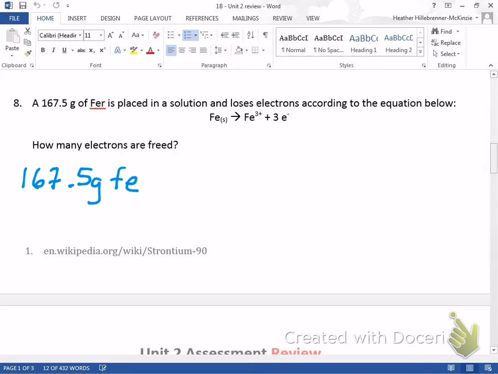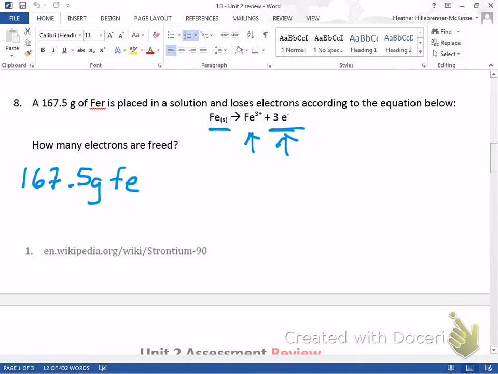All right, so we got 167.5 grams of iron. The question is asking us how many electrons are freed, right? So here's the deal: if I have 1 mole of iron, that's going to give up 3 moles of electrons. That's what this equation is telling me. And this is okay because the law of conservation of mass says that if this is a +3 charge, which you can see there, and I got 3 negatives here, then that totals 0, which is the same as the iron that we started with. But we'll get into electrochemistry a little bit later.